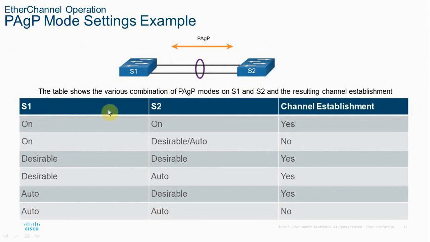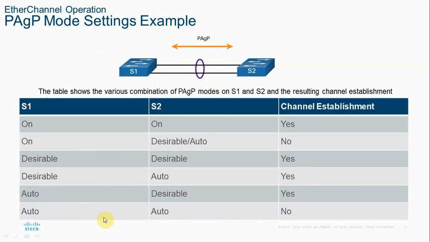So if S1 and S2 are both on, the channel is established, yes. If one side is on and the other side is desirable or auto, no EtherChannel is configured. Desirable and desirable, both can negotiate, yes, EtherChannel created. Desirable on one side and auto on the other, yes. Desirable is I am asking you for negotiation, auto is I am supporting you. So okay, yes, EtherChannel configured. Then another one, auto and desirable, yes, also possible.